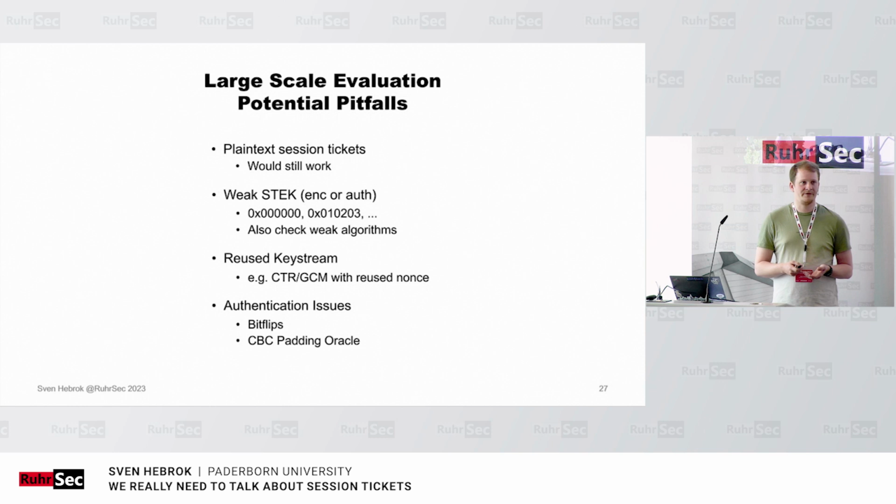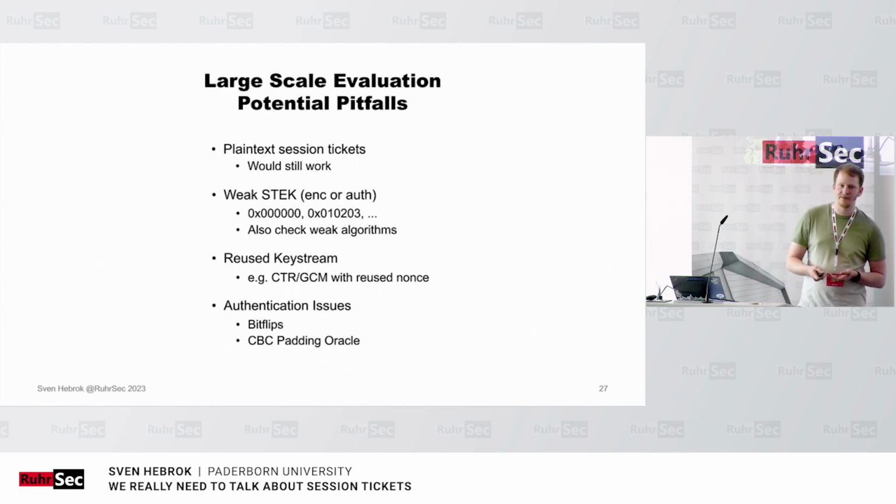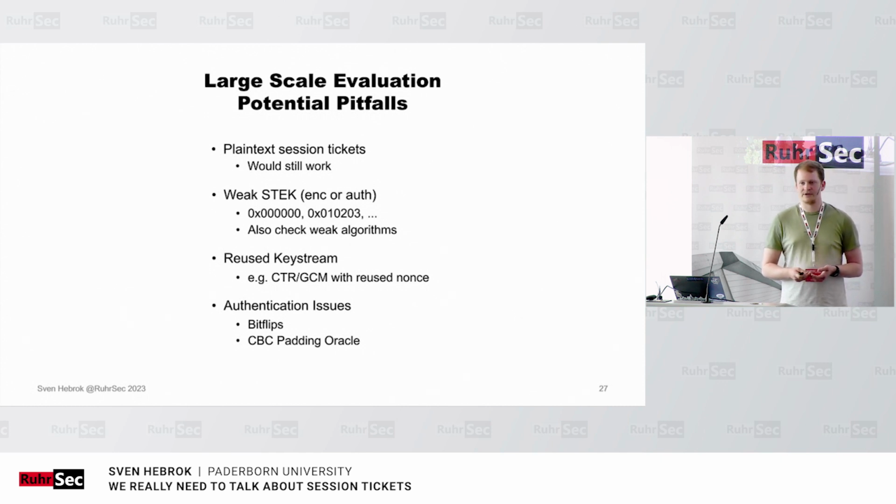And last, we've checked for authentication issues. So first of all, we induced some bit flips into the ticket and checked whether the server still accepts them or behaves differently. Because in that case, that would mean that the encrypt-then-MAC scheme doesn't work properly when validating the ticket. And we've also checked for CBC padding oracle issues, which are a special case where you could also get the contents of the ticket without knowing the key. And those have also re-emerged over and over in the last years.